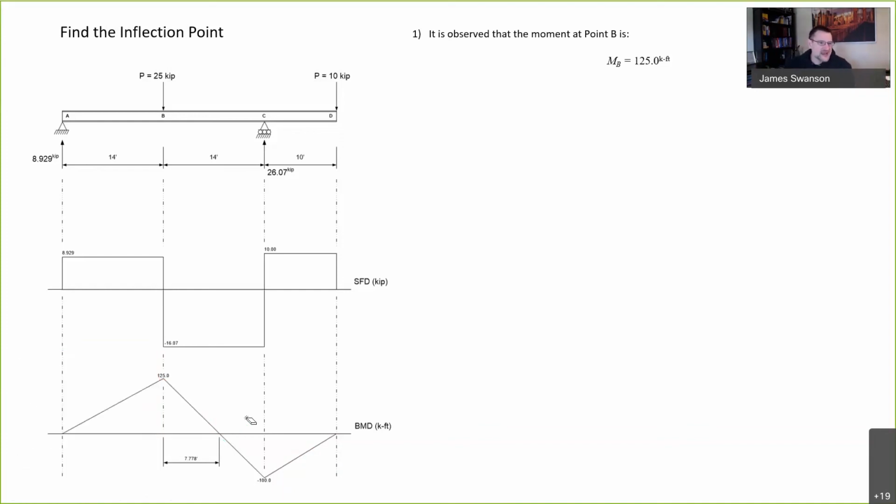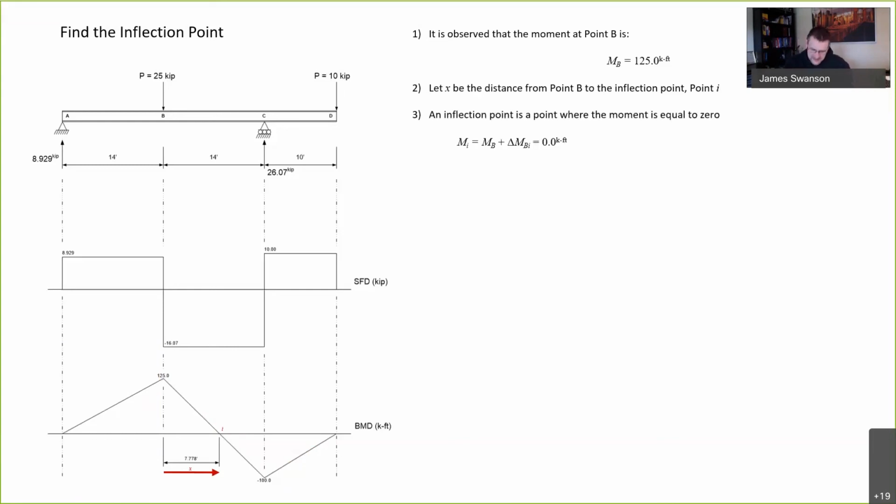So we know that the moment at point B is equal to 125 kip feet. Okay, we're going to define this distance x as the distance between point B and the inflection point. So we'll define distance x like that. We'll call that point I for inflection, or in some of the examples I've worked out earlier today to post on YouTube, I called it the IP, inflection point. So that distance x is measured from B to the point I. Now we know that the moment at I is equal to the moment at B plus the change in moment between points B and I. But we also know that if that's an inflection point, the moment at that point has to be equal to 0.